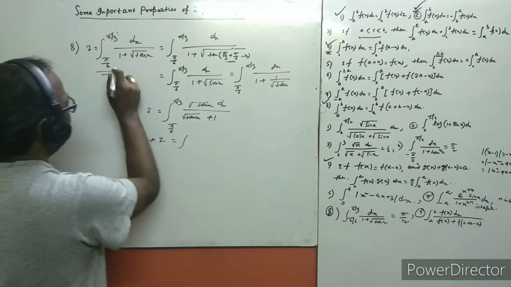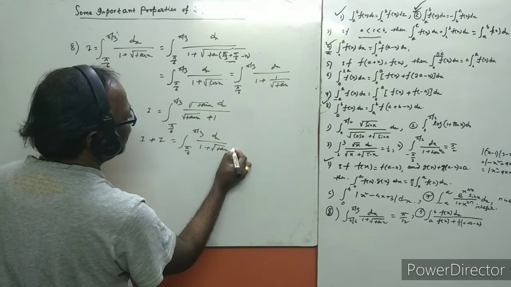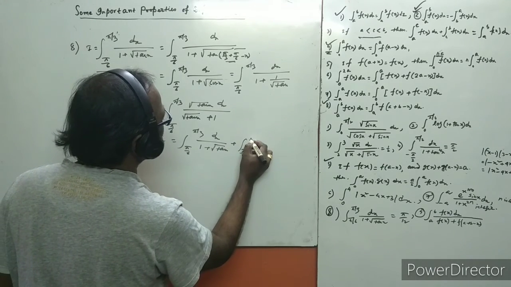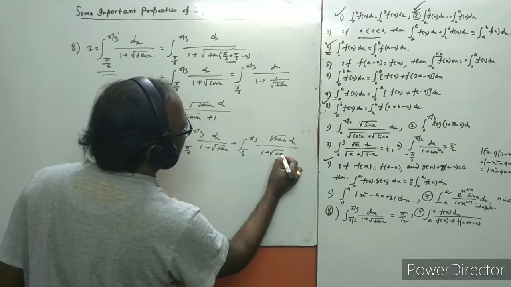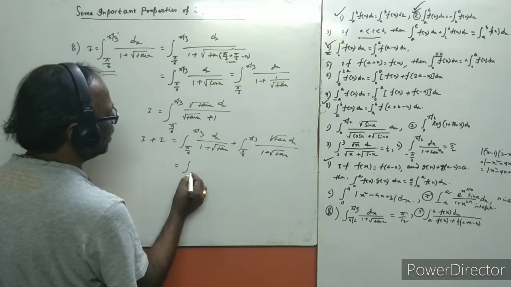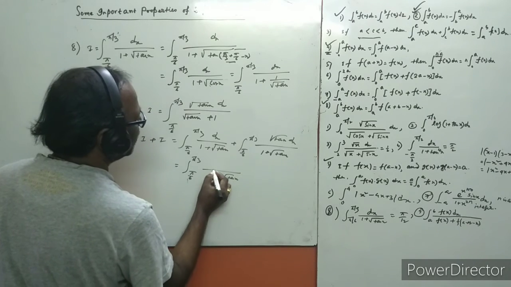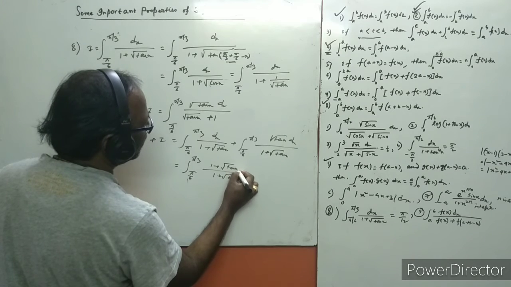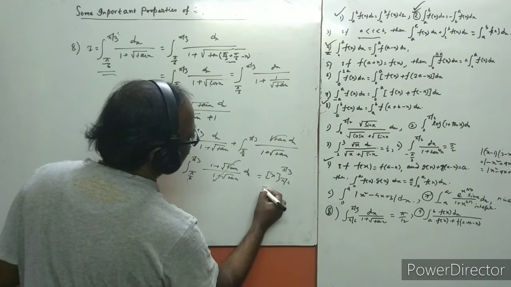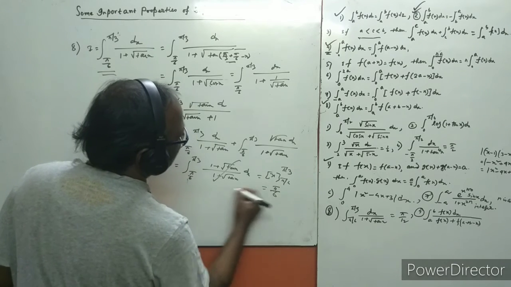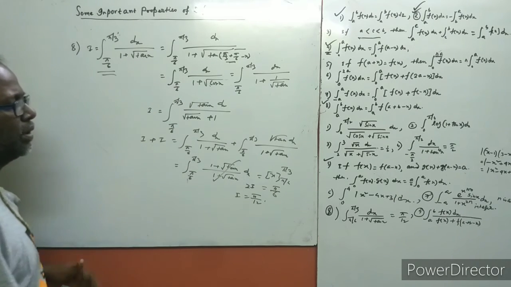I plus I: the first integral is pi by 6 to pi by 3, dx by 1 plus root tan x, and we get the second I, that is pi by 6 to pi by 3, root tan x dx by 1 plus root tan x. Then we take the LCM and write a single integral from pi by 6 to pi by 3. Now 1 plus root over tan x in both numerator and denominator, and dx, this cancels, and we have the integral of dx, which is x from pi by 6 to pi by 3, so this is pi by 6, and this is 2I. Then I is equal to pi by 12. This is the answer for question number 8.